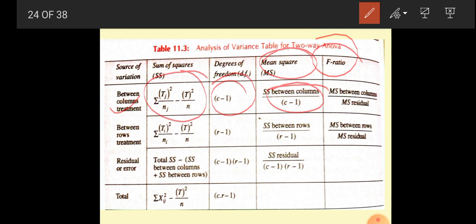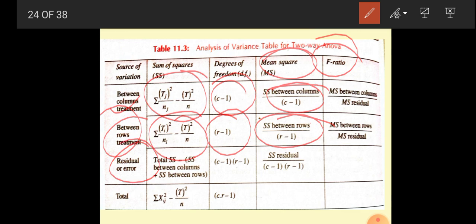Similarly, for between rows treatment, what you have to do is summation of Ti square by ni minus T square by N. R minus 1 is the degree of freedom. SS, the sum of squares between rows, R minus 1. Mean square between rows by mean square residual.